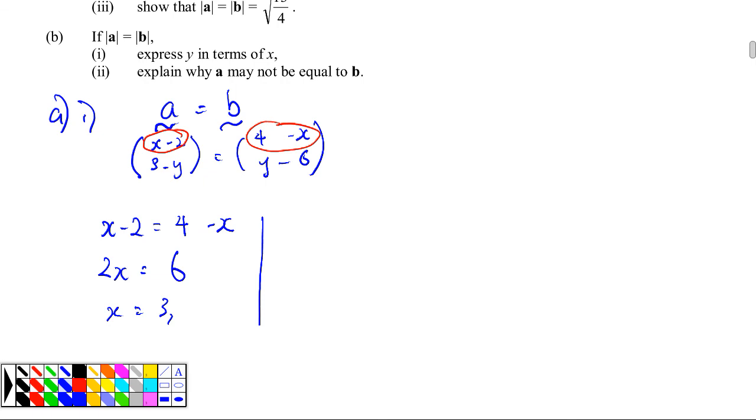What do I write? Have you written? Copy Honey's work. 3 minus y equals y minus 6, and then 2y equals 9, and then y equals 4.5. So this is good? Okay, part 2.